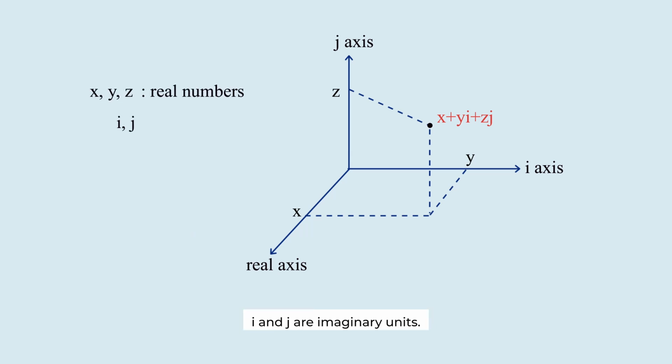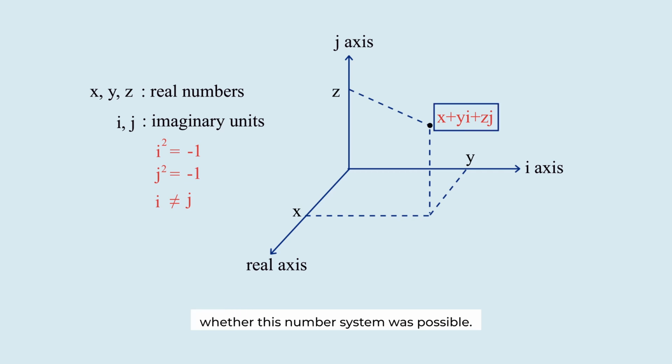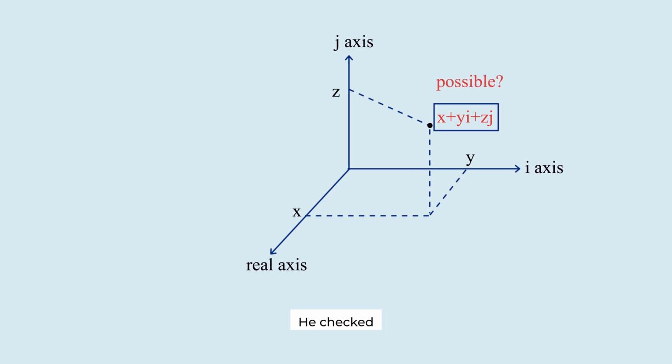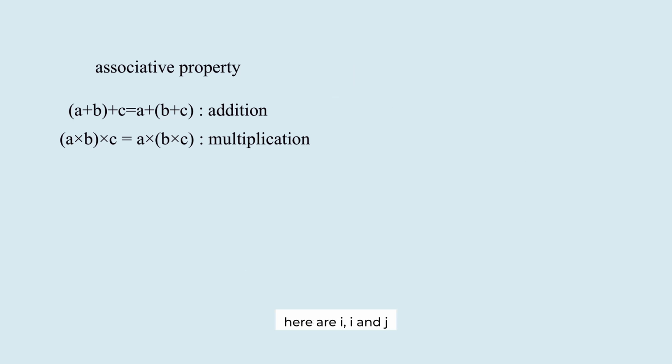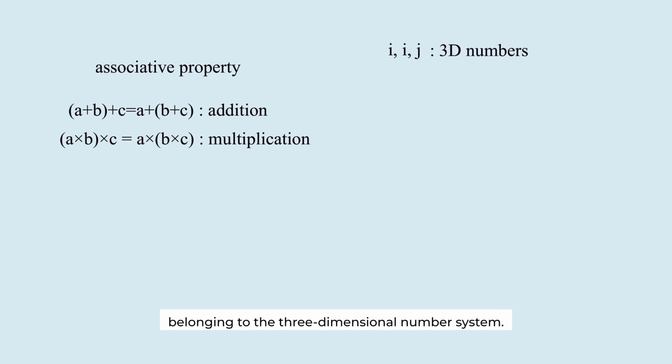i and j are imaginary units. The squares of i and j are both minus 1, but i and j are distinct units. Hamilton examined whether this number system was possible. He checked whether the associative property of addition and multiplication held, as with real and complex numbers. Here are i and j belonging to the three-dimensional number system.